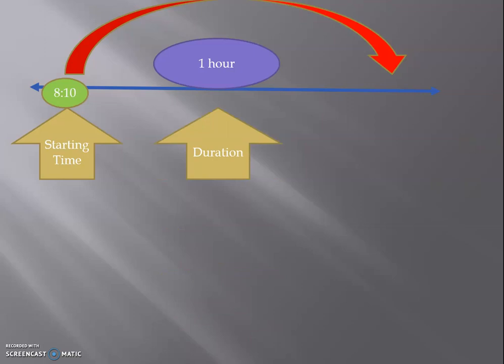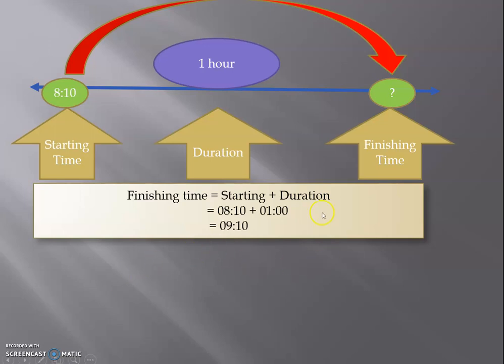I know the starting time and I know the duration, but I don't know at what time I will finish, because I need to call my parents to come and pick me up. So I will do what? Starting plus duration will give me the finishing time. So starting 8:10 plus 1 hour. This 1 hour I should add to the 8, not to the 10 minutes. Hours will be added to hours. So 8 and 1 hour will be 9. And the 10 remains as it is. So the finishing time will be 9:10.